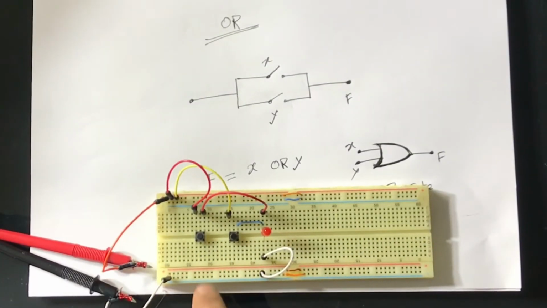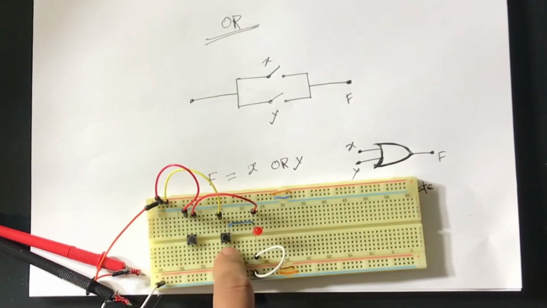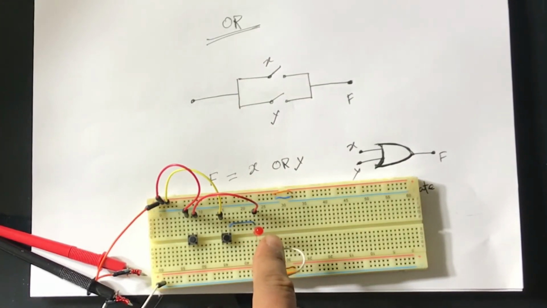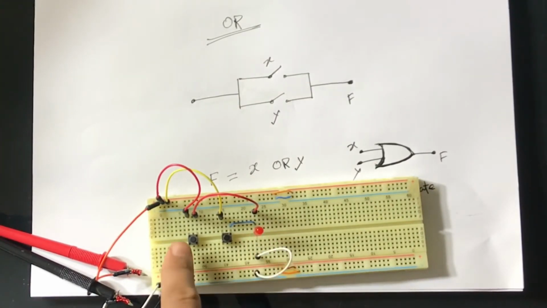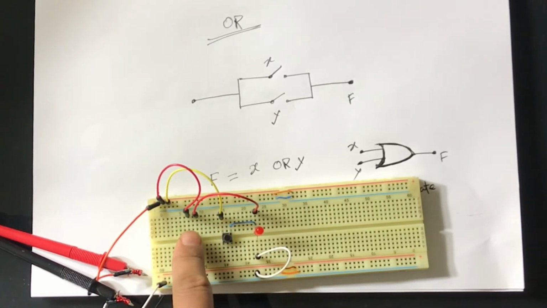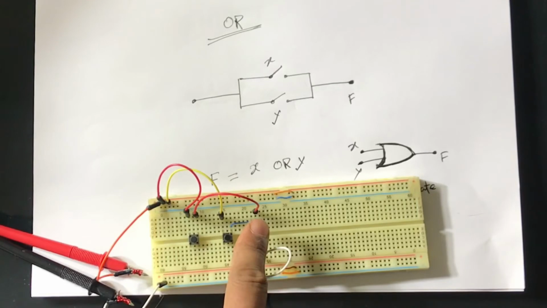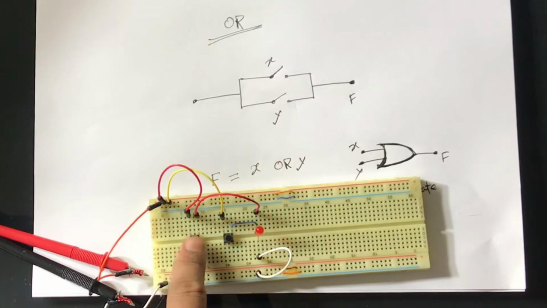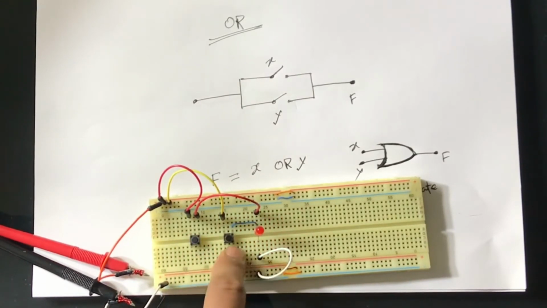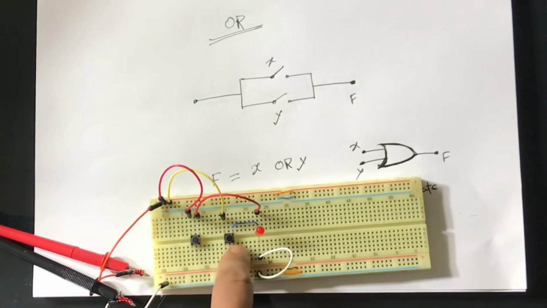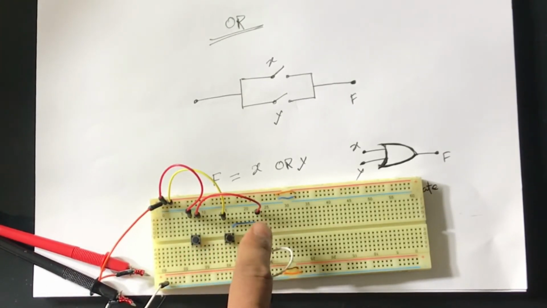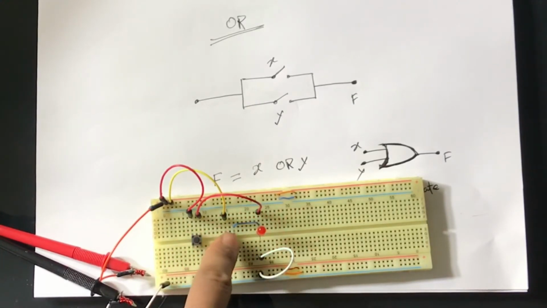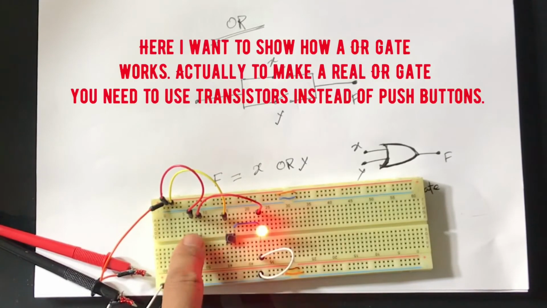Here I have connected two switches in parallel according to this diagram, and then I'm getting the output from this LED. So if either one of the switches is on, the LED will be on, and this will be the OR operation like X or Y. If any of these two switches is on, the LED will be on, and that looks like the OR operation.